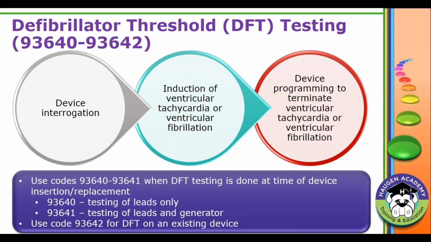So the codes 93640 and 93641 are used when the DFT testing is done at the time of device insertion or replacement. The difference between the two codes is whether only the leads were tested or if the leads and the generator were tested. And it's usually the 93641. To me, I would want to make sure that both were working. If I was at risk for sudden cardiac death, I really would vote for making sure that both the leads and the generator were going appropriately. But physicians make that determination. So I will tell you it's usually the 93641, but it could be the 93640.